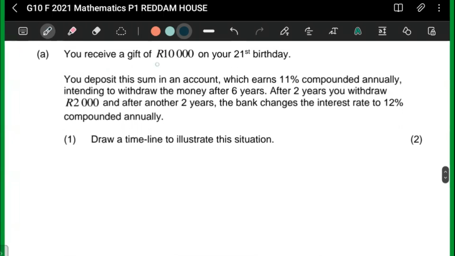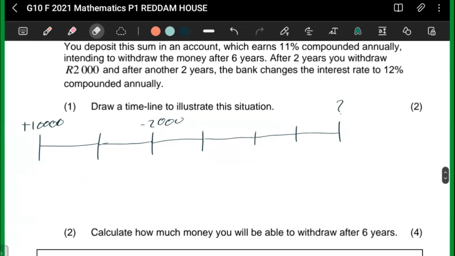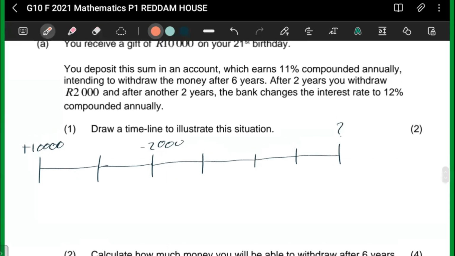So in the beginning, you have received 10,000. And then you deposit this into an account which earns 11% compounded annually, intending to withdraw the money after 6 years. Fine. However, 1 year passes, another year passes. So here they're saying after 2 years, you withdraw 2,000. So you minus 2,000.